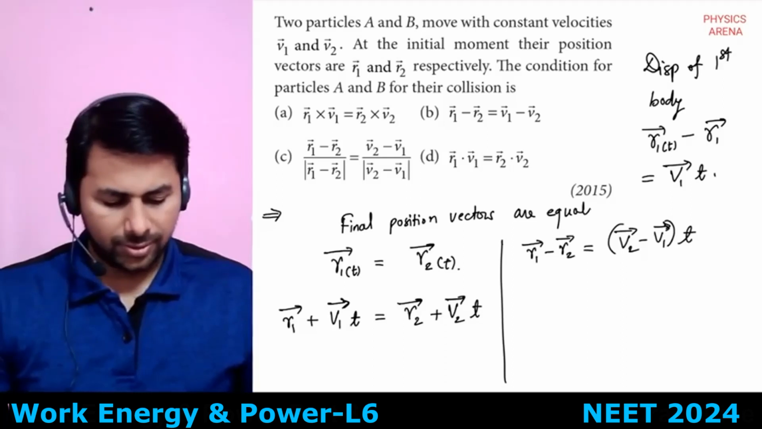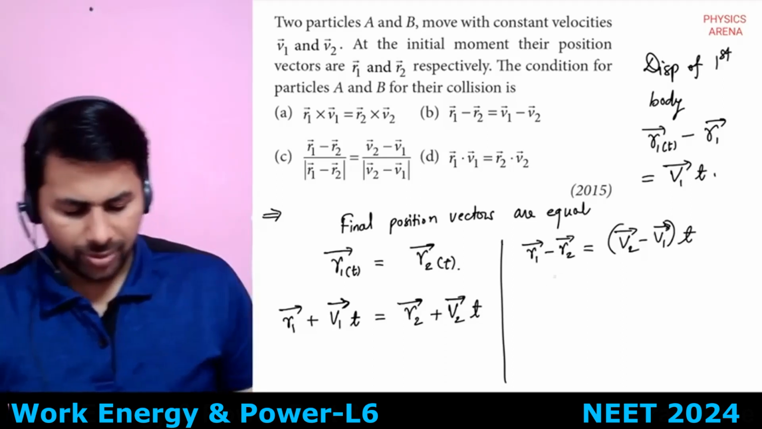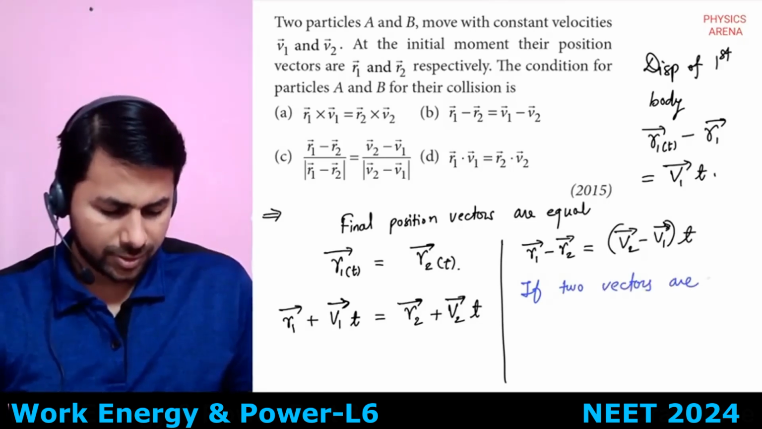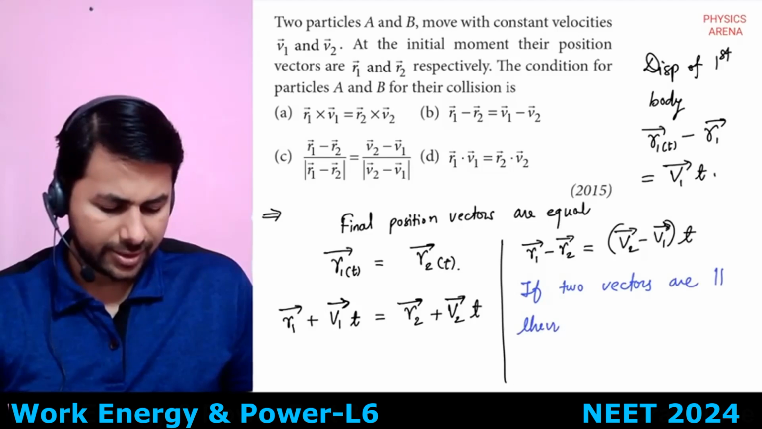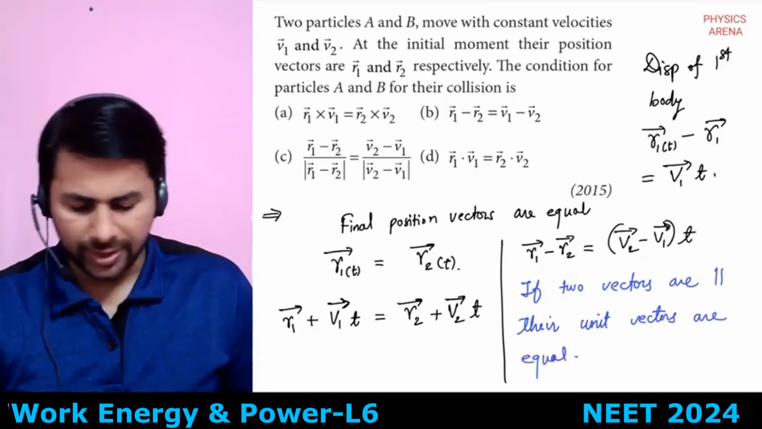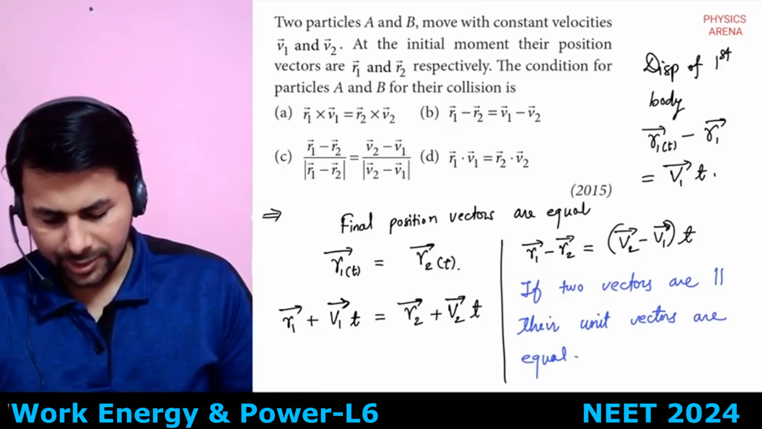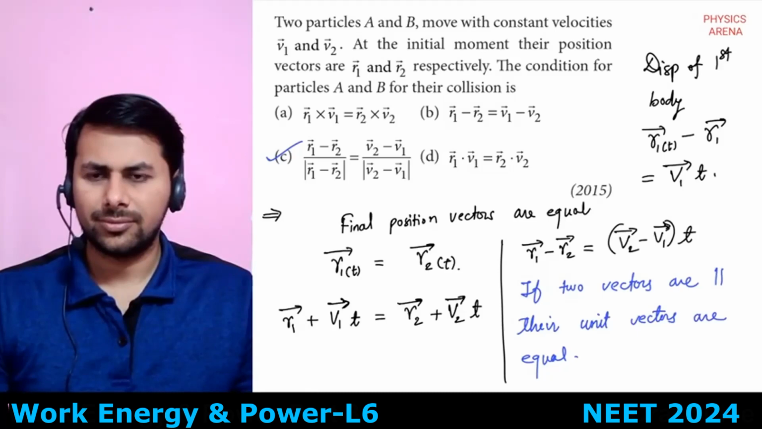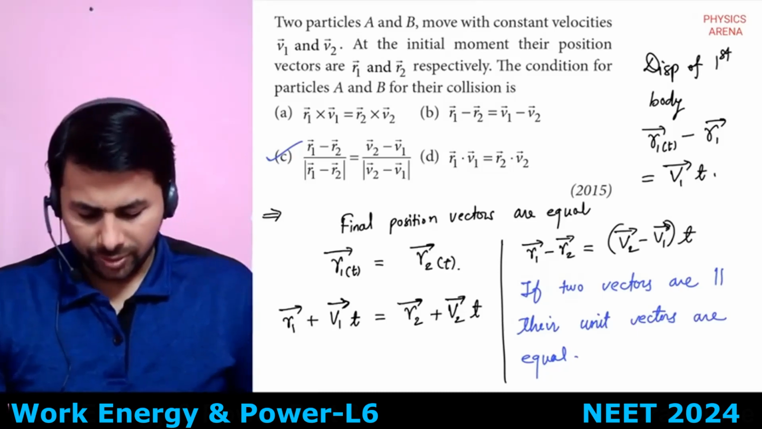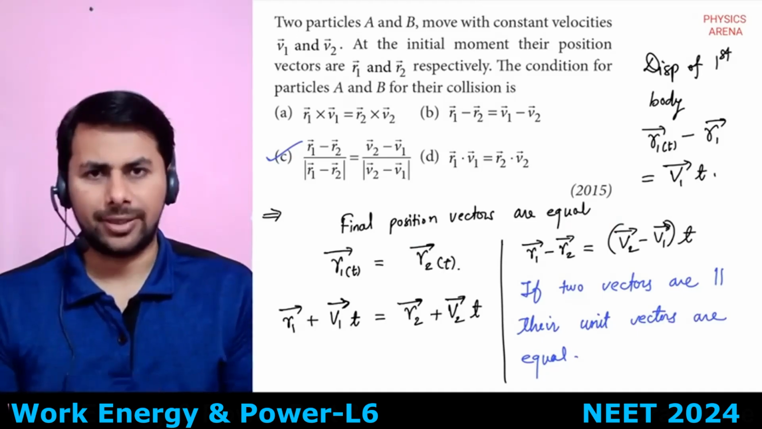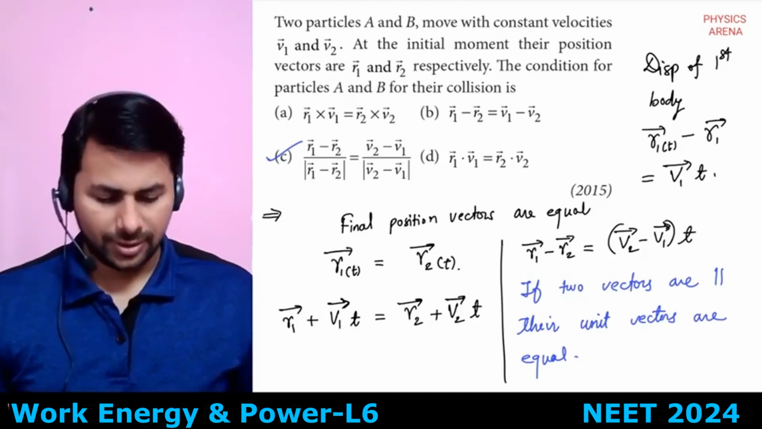So I can comment here: if two vectors are parallel, their unit vectors are equal, and that's why the answer is option C. Is it clear? We can just start from the fact that final positions will be equal because two bodies are colliding, and we can find the answer.